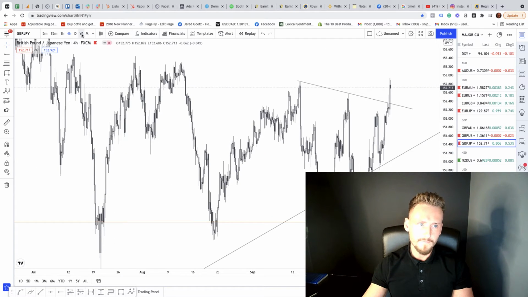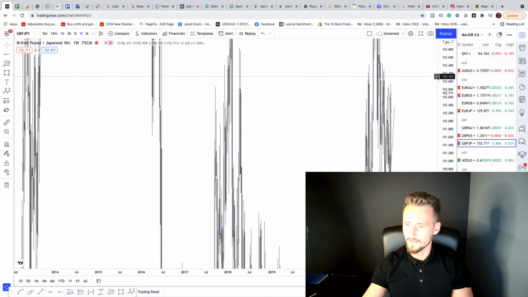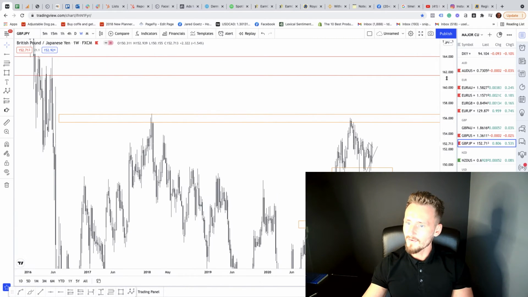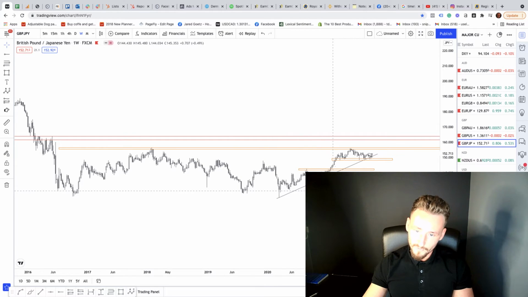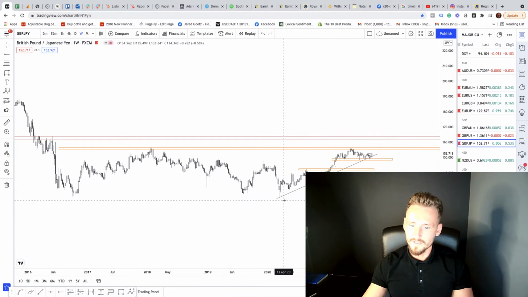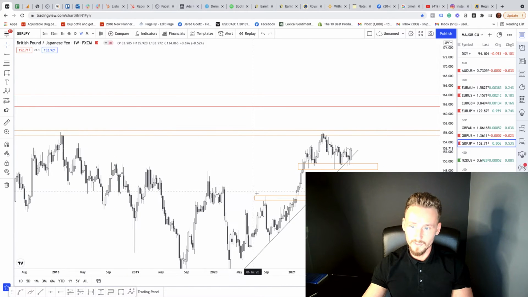GBPJPY, another interesting one. Let's go to the weekly. You'll be able to see what's happening here. We have had, of course, great bullish moves. This trend line has been really significant. You can see, because we're on the weekly, the data on these touch points are extremely significant, and I think we're just creating a little bit of a flag before we get that continuation back to these highs that you see in orange, and then pushing up past that 160 handle where you see real nice areas of resistance in red. So I do think we're going to be bullish in GBPJPY.